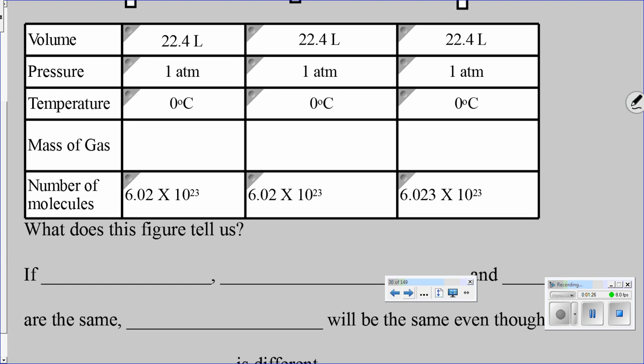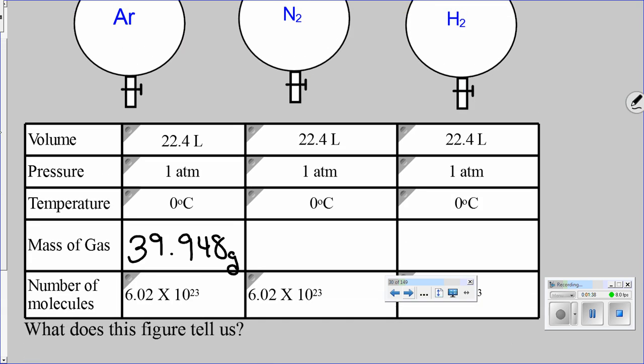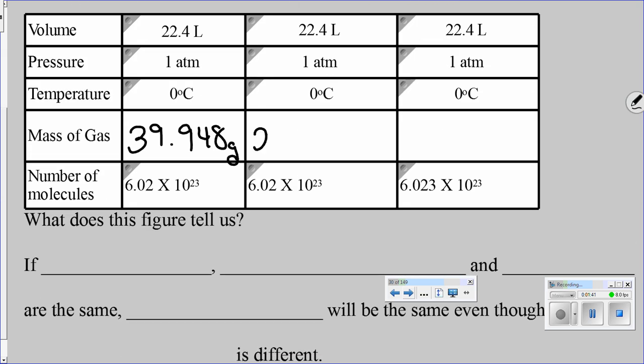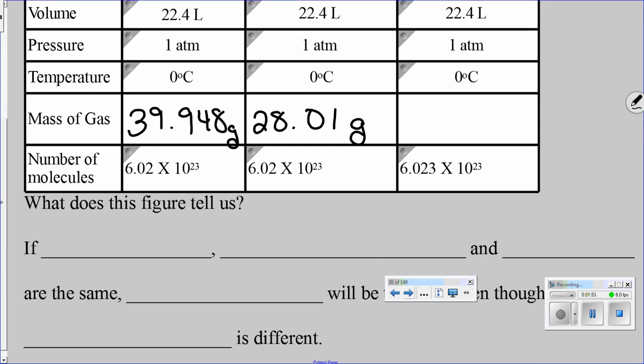So the mass of this argon gas, if we had 1 mole of it, would be 39.948 grams. Whereas the mass of my sample of nitrogen gas that I have over here would have a mass of 28.0, okay, I'm going to round, sorry. But we have a mass difference here between 39 and 28. And then our last sample over here with our hydrogen gas would have a mass of about 2.01 grams, if I kind of round that a little bit.